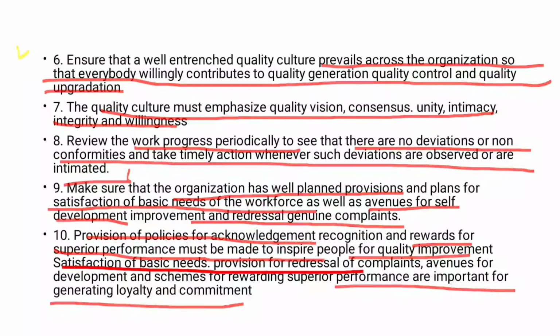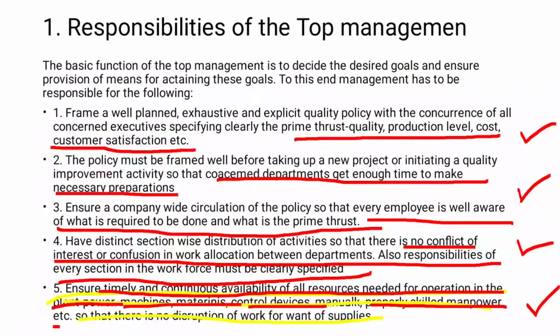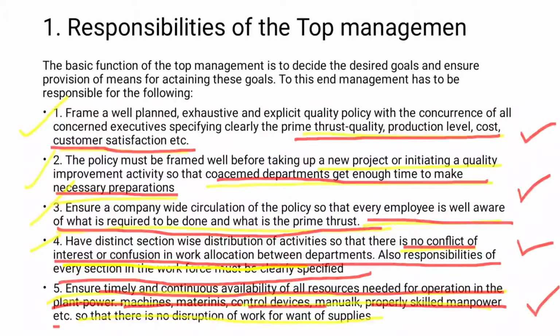Okay, so these are all the responsibilities of the top management on the factory floor. Now we will quickly revise the 10 points which were the responsibilities of top management. What is the first? It is concerned with prime thrust, quality, production level, cost, customer satisfaction, etc. What was the second concern? It was that the concerned departments get enough time to make necessary preparation for the new project. The third was that every employee is well aware of what is required to be done and what the prime thrust is. The fourth was that there is no conflict of interest or confusion in work allocation between departments, and the responsibility for every section in the workforce must be clearly specified. Fifth, ensure timely and continuous availability of resources needed for operating the plant, such as power.